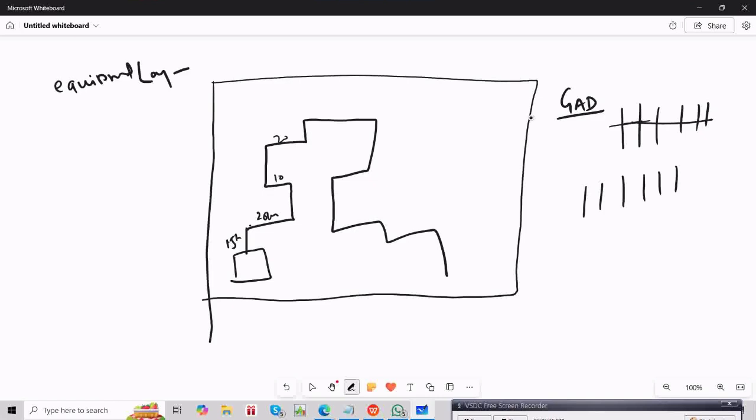Equipment layout, you only show equipment. You generate isometrics for each line inside the unit.